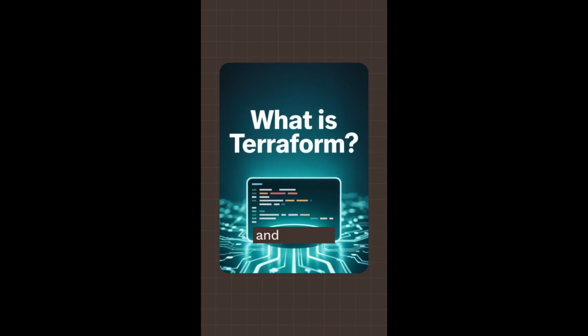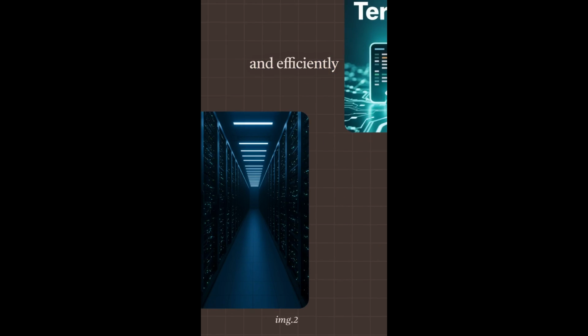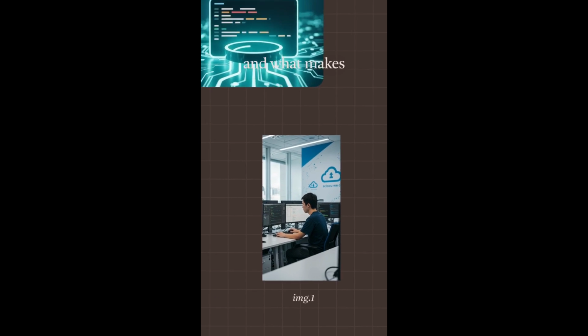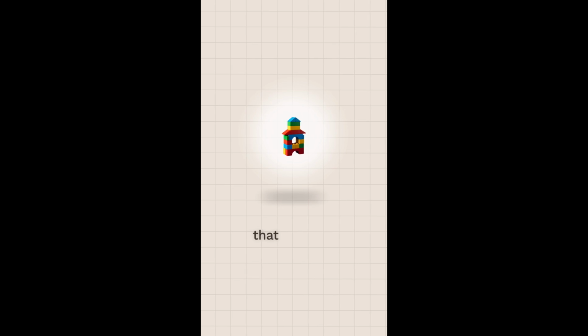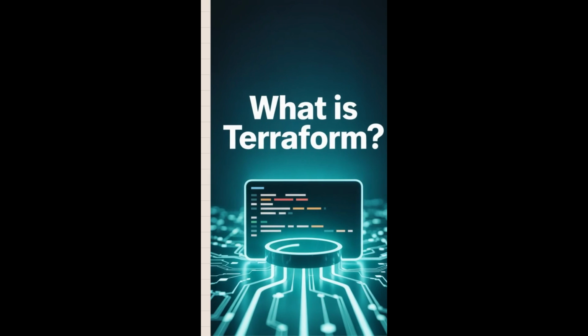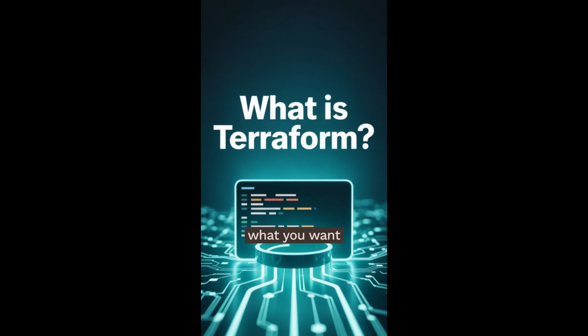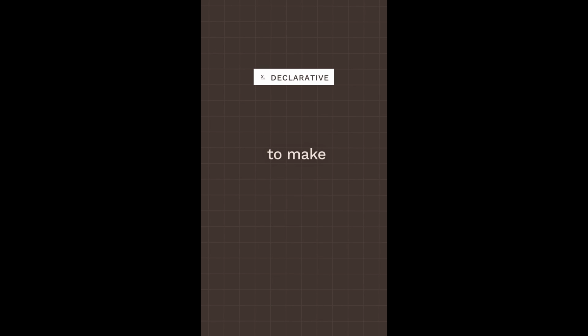Terraform is a popular infrastructure as code (IaC) tool created by HashiCorp that lets you build, change, and manage cloud and on-premises infrastructure safely and efficiently using code. What makes Terraform so special is that it uses a declarative approach, meaning you describe what you want your infrastructure to look like, and Terraform figures out how to make it happen.